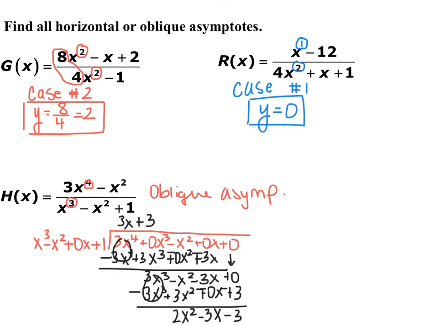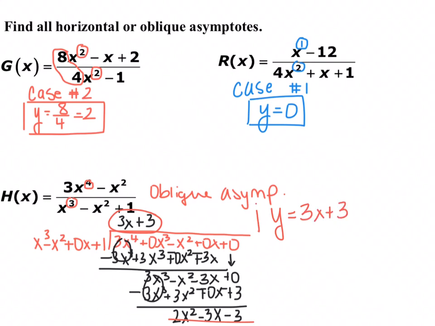So I did the polynomial division as far down as I can. I cannot multiply x cubed by anything to get 2x squared. So this is my remainder down here. We don't actually care about the remainder. All we care about is this part right here. So our oblique asymptote is y equals 3x plus 3.